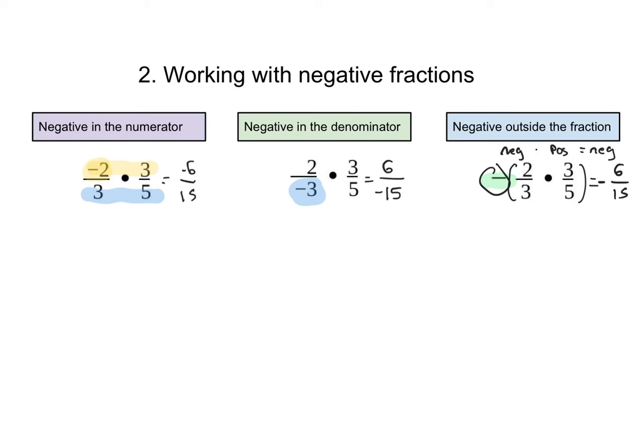Now let's remember fractions are just division. So all of these, this one is negative 6 divided by 15. This one is 6 divided by negative 15. And this one is negative 6 divided by 15. I want you to go ahead and pause this and grab your calculators and find the decimal for each of these fractions.